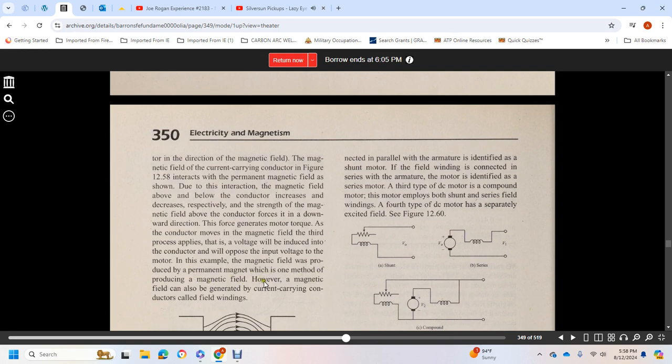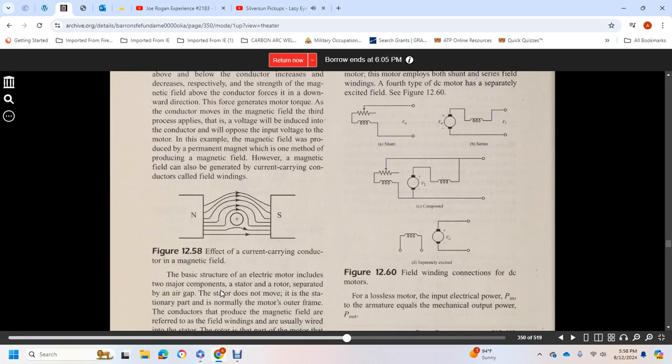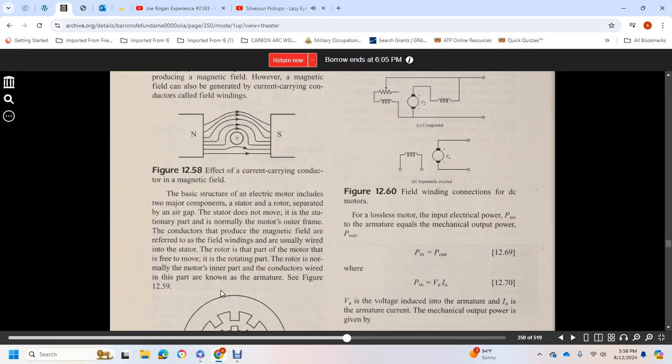For example, the magnetic field will be produced by the permanent magnet, one method of producing a magnetic field. However, the magnetic field can also be generated by current-carrying conductors in field windings. The basic structure of an electric motor includes two major components: a stator and a rotor, separated by an air gap. The stator does not move and is the stationary part, normally the motor's outer frame. The conductor reproduces the magnetic field, referred to as the field windings, that are usually wired within the stator.